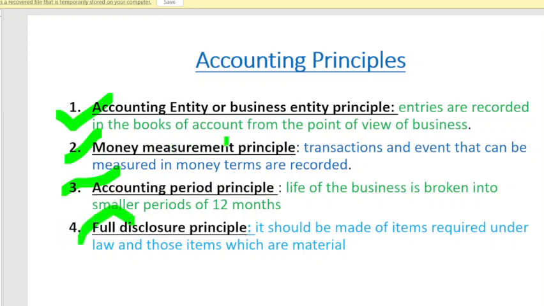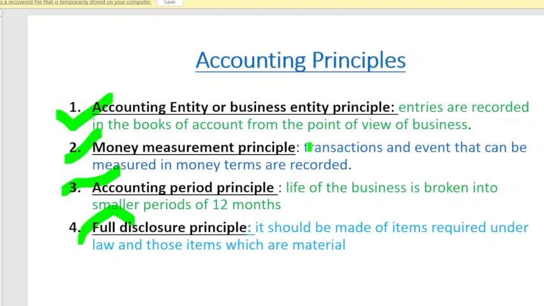So accounting entities are recorded in the book of accounts from the point of view of business. Remember, business and business person or owner of the business are two different parties. Business is different than its owner. Owner is a kind of a creditor to the business because owner invests his or her capital in the business. So owner is like a creditor to the business. Remember, this is the accounting entity principle, where it is mentioned very specifically that business and owners are two different parties.